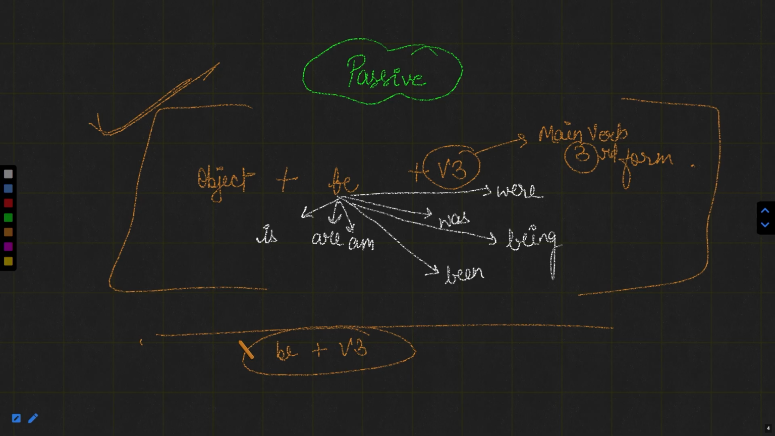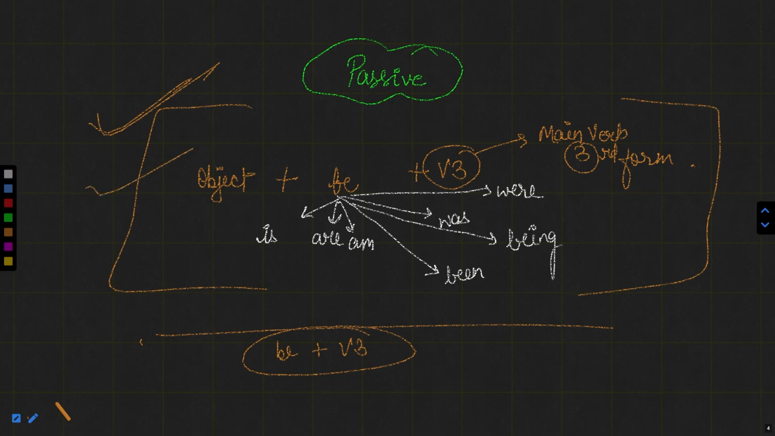So you should keep in mind what the be forms can be in that particular tense. For example, if the tense is present tense, you can have is, are, am. For continuous, you can have ing. For the past forms of be, we can have was and were. So these forms we can have to convert the sentence into passive voice. This structure is very, very important.